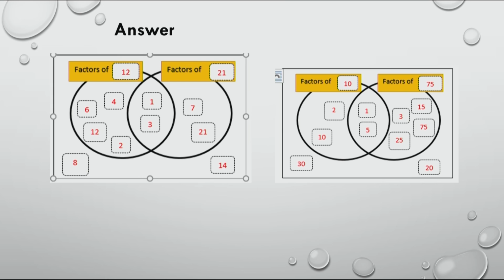Okay, so that's your answer. You've got the two circles there. In the first one, we're looking at factors of 12 and 21, and in the second one, we're looking at factors of 10 and 75.